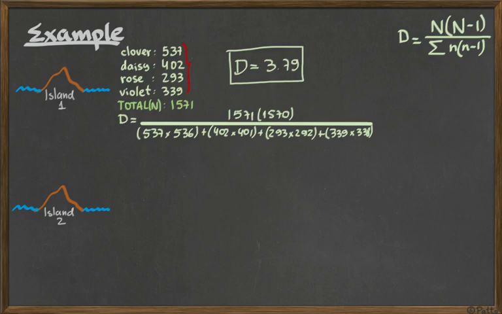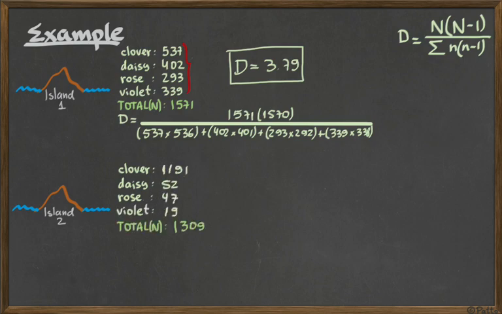If you are following me, so now is the time for you to calculate it for island number 2. So island number 2, we have clover, daisies, roses, violet, and the total. Those are the numbers. And now I ask you to pause the video and try to calculate it by yourself. Okay, probably now you have your value, so I will show you here how I calculated.